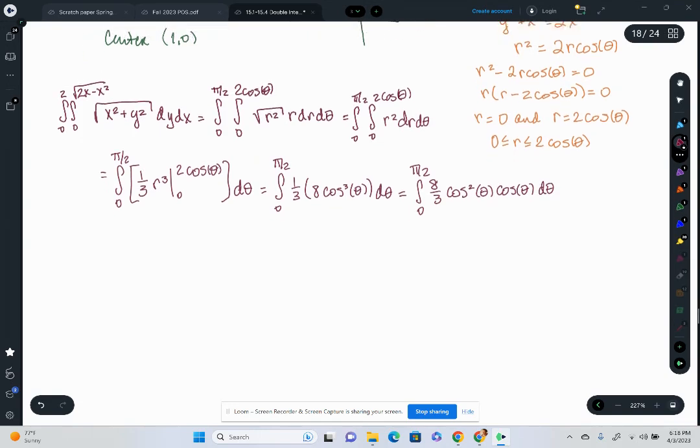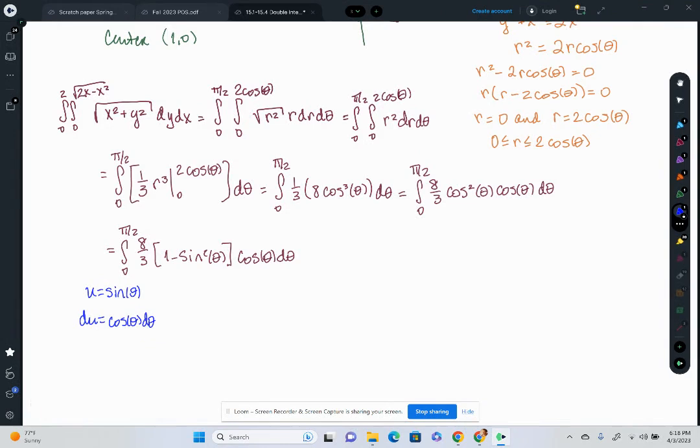And the reason for doing that is that now we can rewrite the cosine squared as 1 minus sine squared, and we'll be able to then do a u substitution. So I rewrite again the integral from 0 to pi halves 8/3 times 1 minus sine squared of theta times cosine of theta d theta. This is a u sub. So if I let u equal sine of theta, then du will be cosine of theta, d theta.